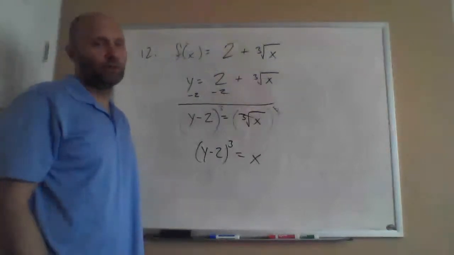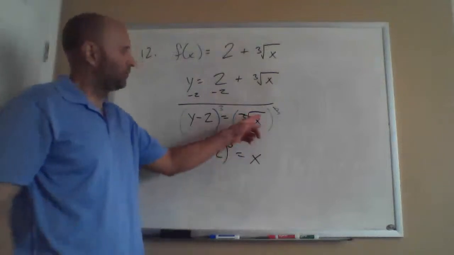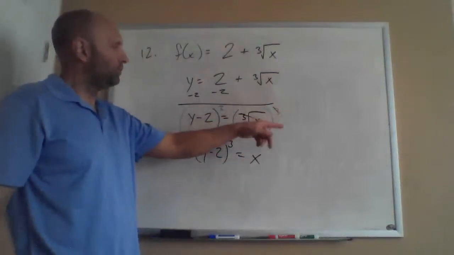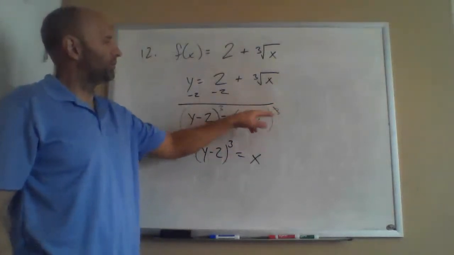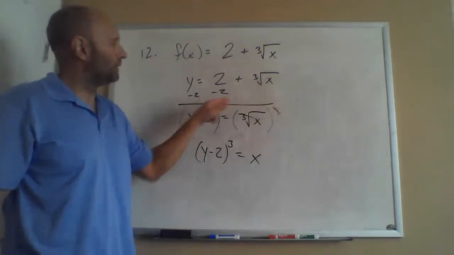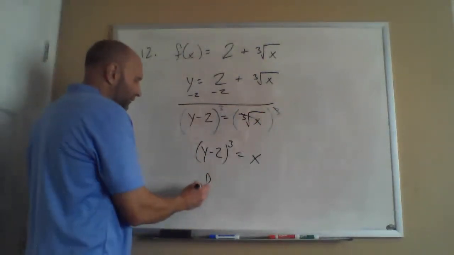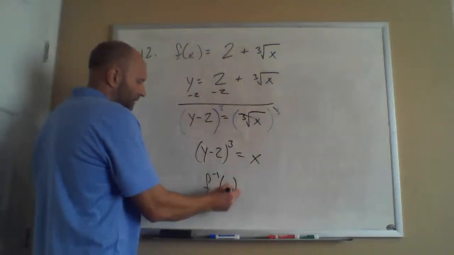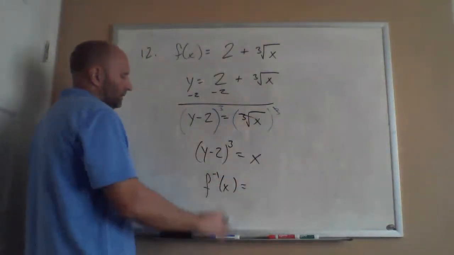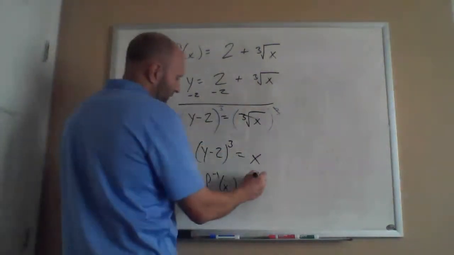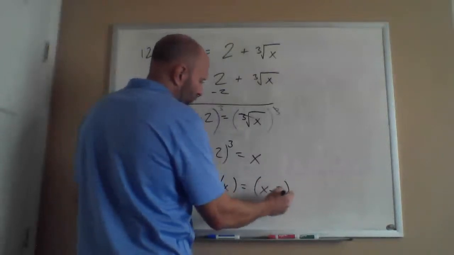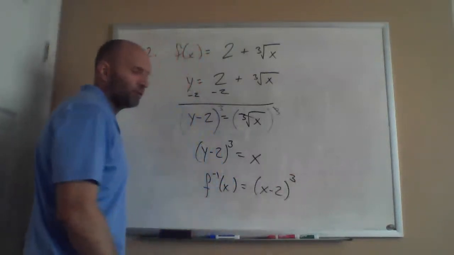So it's the opposite of the last problem. The last problem we had x cubed, so I had to take the cube root. Now I have the cube root, so the only way I can get rid of the cube root is to cube both sides. So your f inverse is now just change everything to x. So it's x minus 2 to the third power.